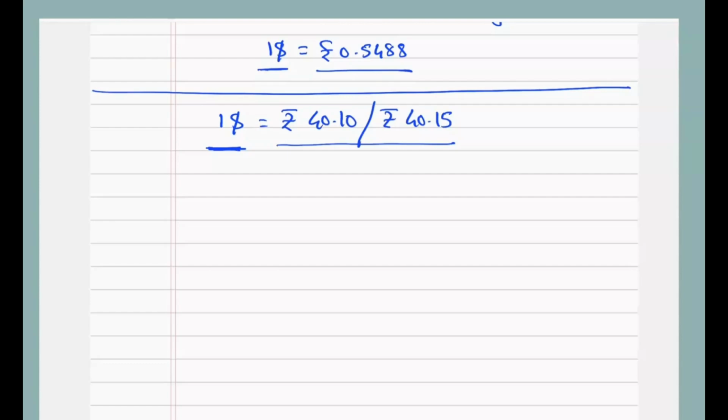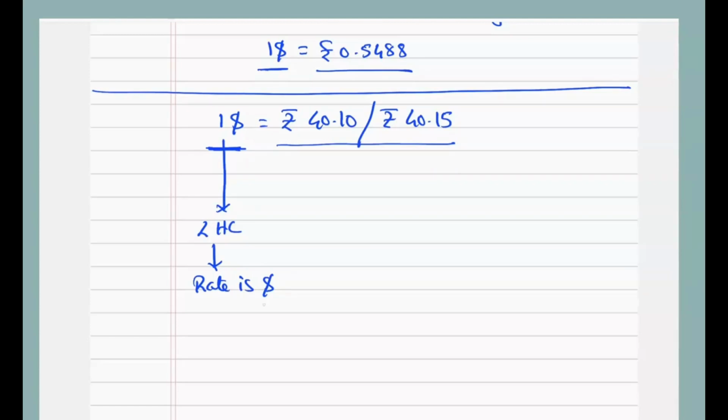Now in this case, the first thing you have to check is which rate I have to interpret. In this case, you have to see the left hand currency. This is your left hand currency, right? And the rate is given in dollar. So this is your left hand currency and the rate is given in dollar.